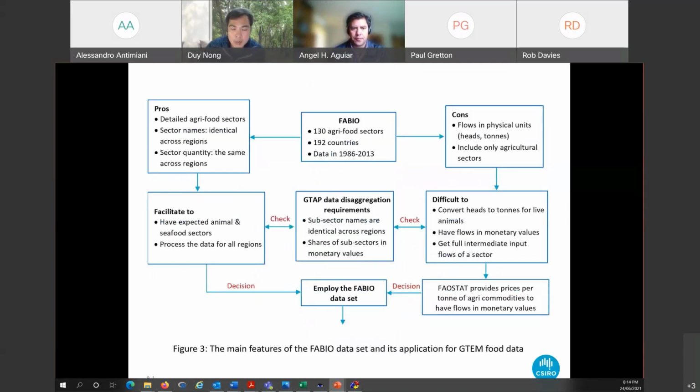For FarmBio data, we also do the same thing, comparing the advantages and disadvantages, and we check with the data aggregation requirements, like the subsector names should be identical across regions, and the share of the subsector in monetary value. So when we compare the difficulties and advantages of the database, we come to the conclusion that we want to use this one for the aggregation.